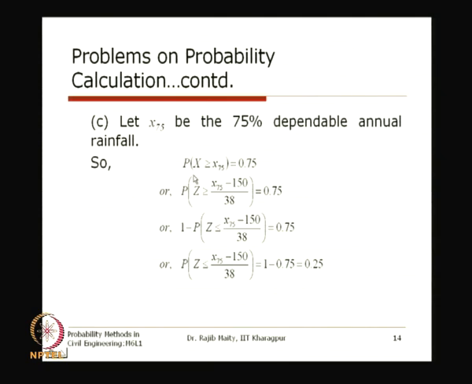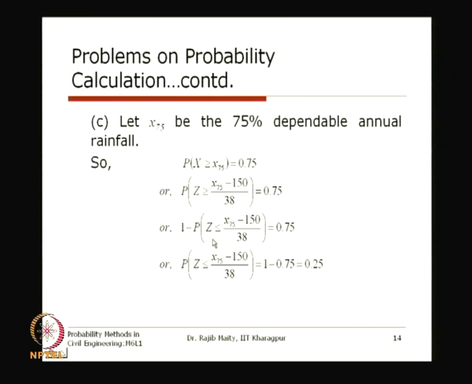So the probability of z, when we do that transformation to get the reduced variate, that is x75 minus the mean 150 divided by the standard deviation 38, equals 0.75. The difference from the earlier two things that we discussed is that there the probability was what we were looking for and the specific value was known. Here it is reverse: I know the probability, and I want to know the specific value. Both things can be done.